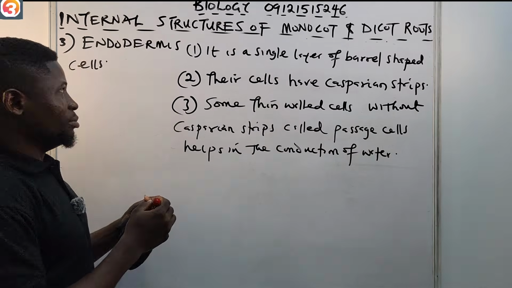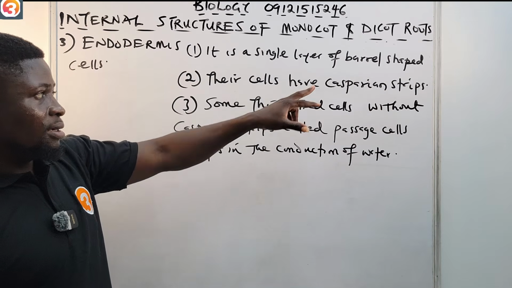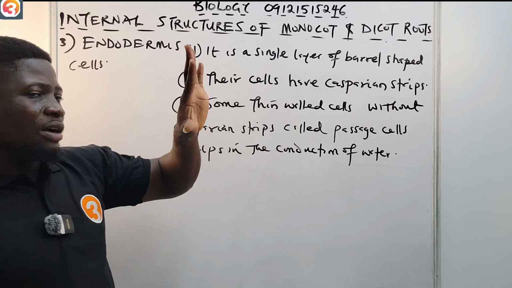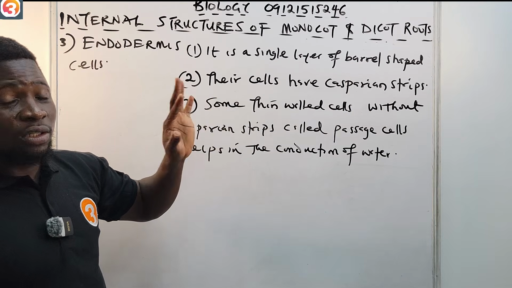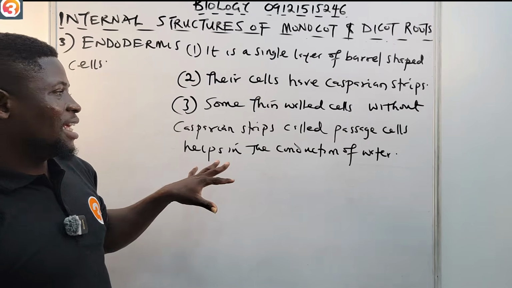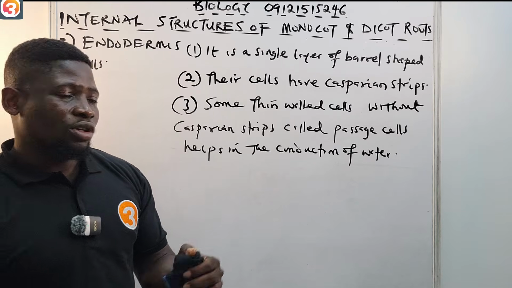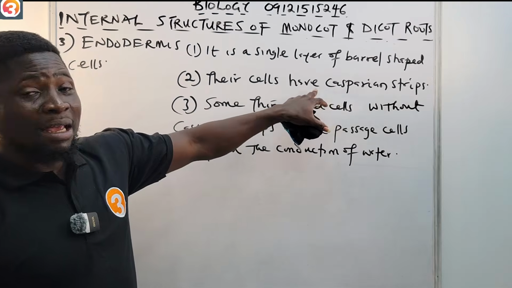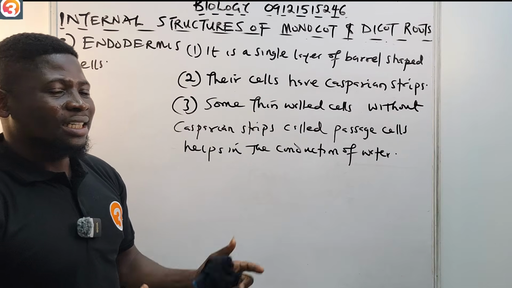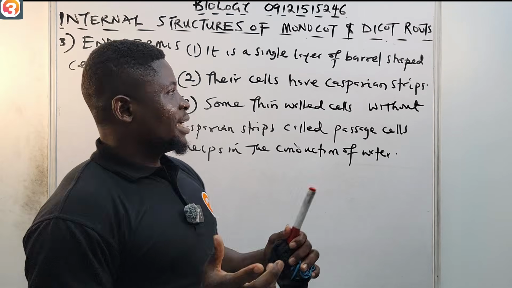So this is the endodermis. We say it's a single layer of barrel-shaped cells. Their cells have Casparian strips, and then some thin-walled cells without these Casparian strips are the ones we call the passage cells. They simply help in the conduction of water. Please take note of that. Why these Casparian strips? They are bands of suberin and lignin located on the radial and transverse walls that help in the conduction of water and solutes.